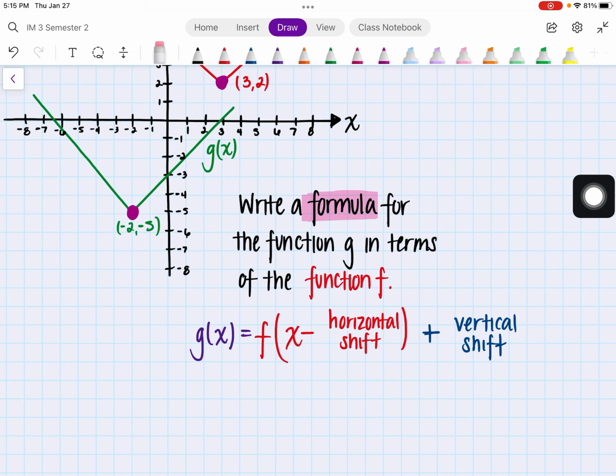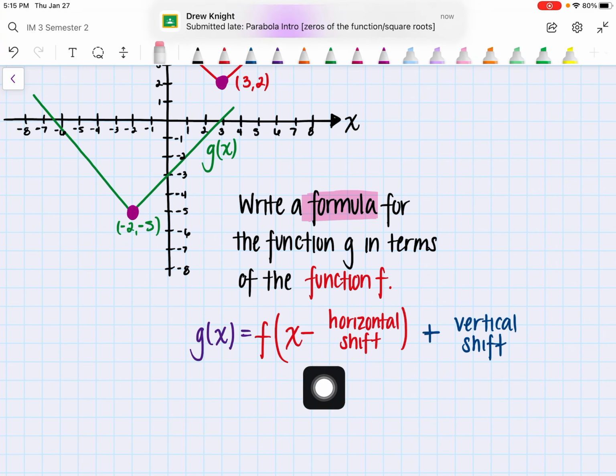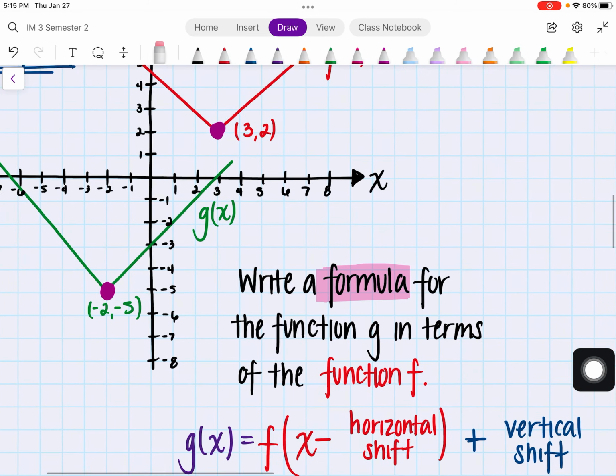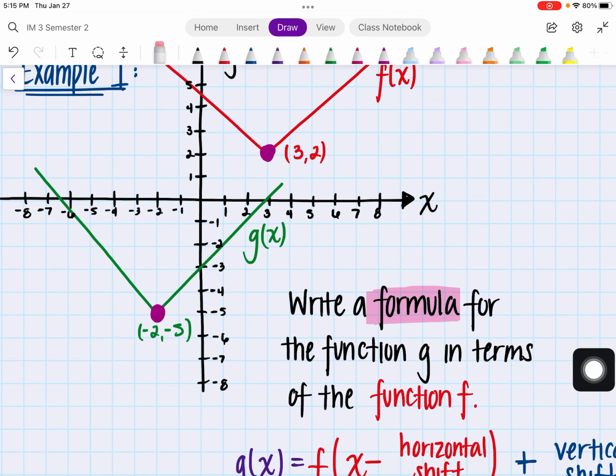So in this case, guys, we are going to be using a formula, and how it works is that horizontal shift is always going to be the number or the term that is going to be subtracted with the x or a variable. And then we have a vertical shift that is going to be found on the outside. So in this case, I have g of x equals f times x minus a horizontal shift plus our vertical shift. So in this case, guys, we want to go ahead and see how much we're moving from this point to this point here.